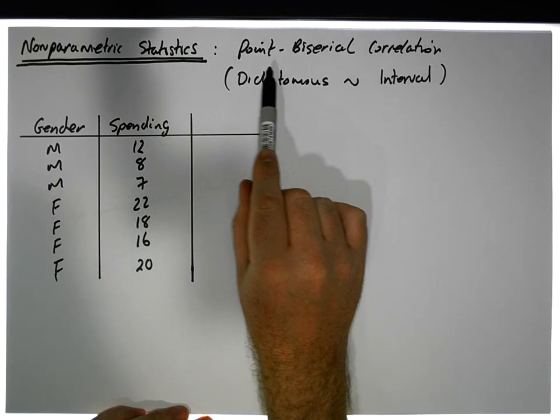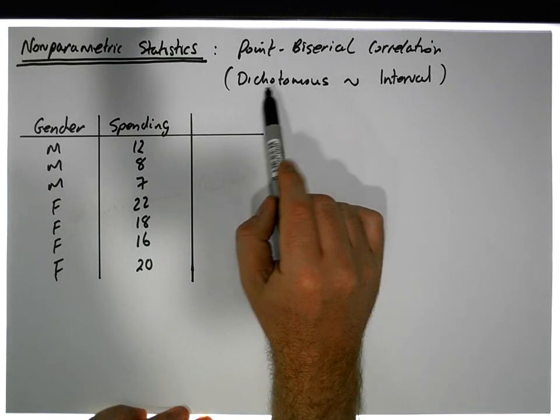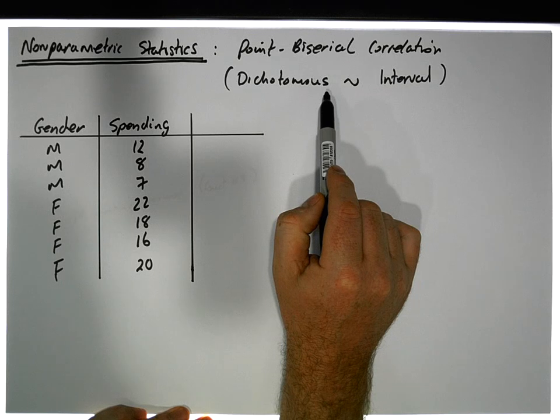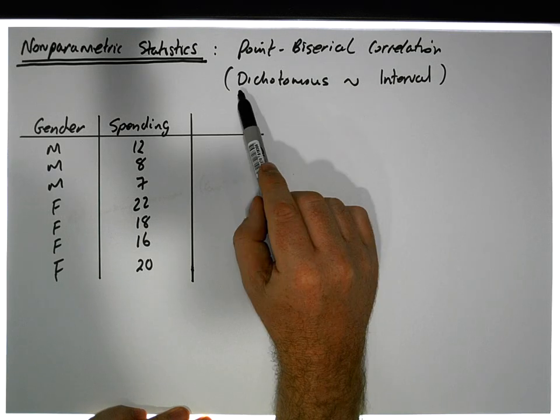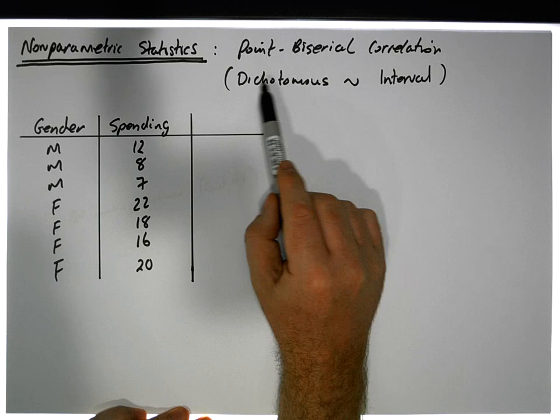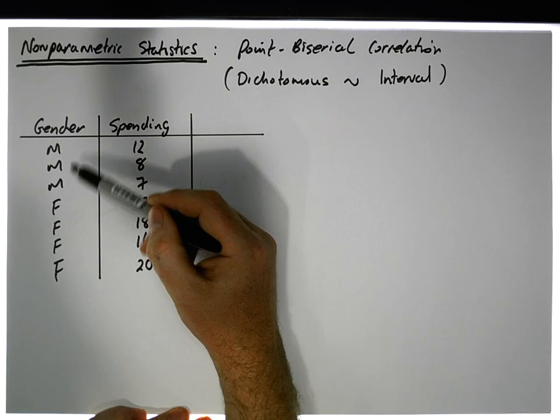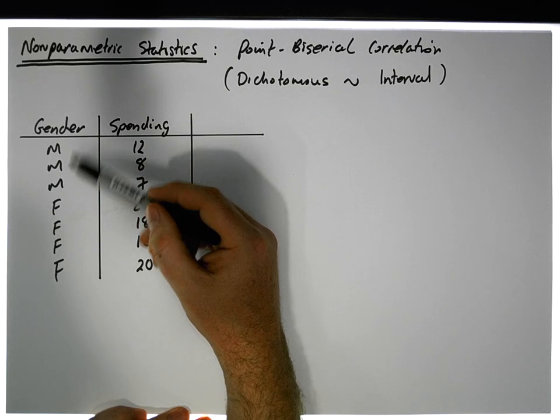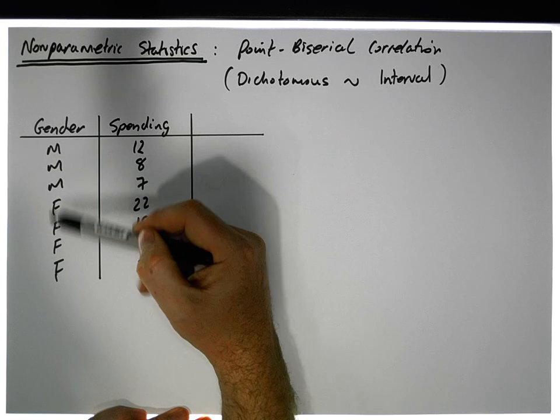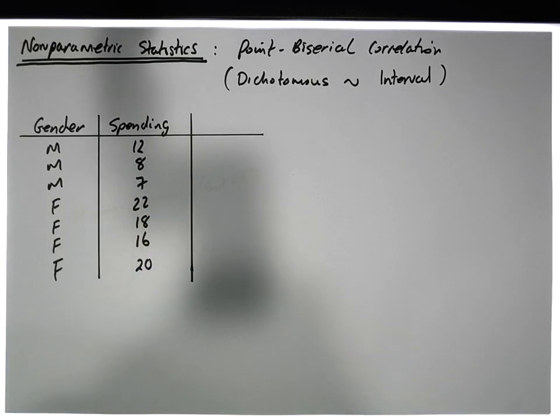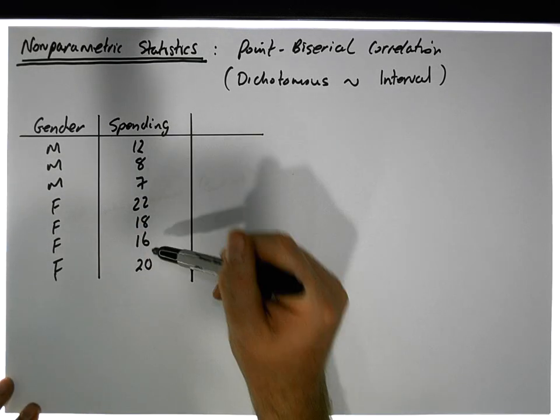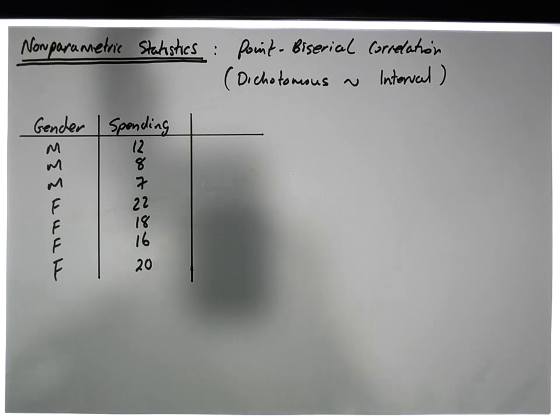It's important in relation to the point-biserial correlation that the dichotomous variable is nominal. It's not ordinal, it's nominal. For example, gender is an example of a nominal variable. It's dichotomous in the sense that we're only considering males and females. Spending behavior is an interval or ratio scale variable.